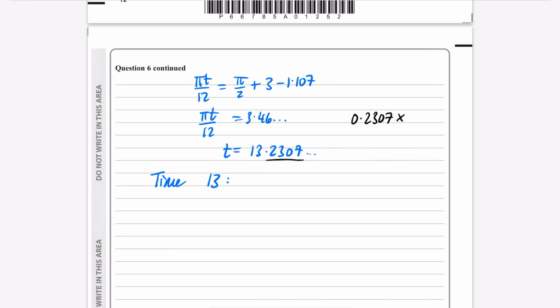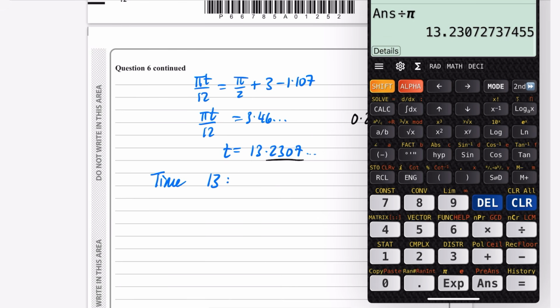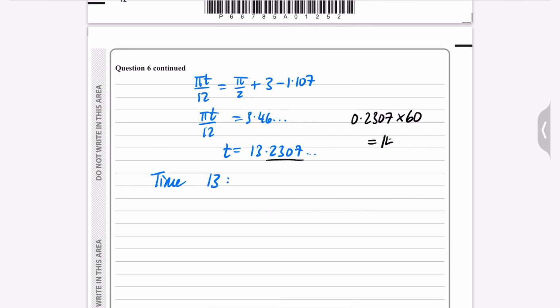0.2307. If I multiply that by 60, it will change it into minutes for me. So let's subtract the 13, and then multiply that answer by 60. To the nearest minute, that will be 14 minutes. So the time is 13:14. That is when it's going to be. And we could have said 13 hours and 14 minutes after midnight. We could say 13:14. You could say 1:14 p.m. All sorts of answers would be accepted for that.